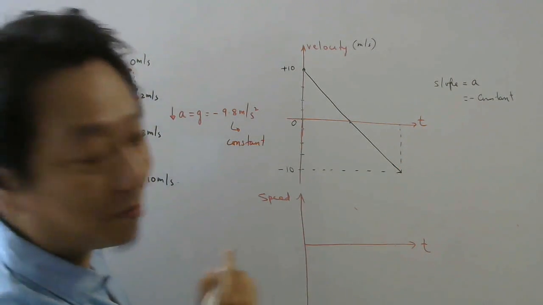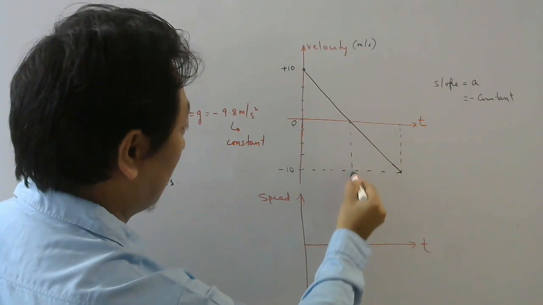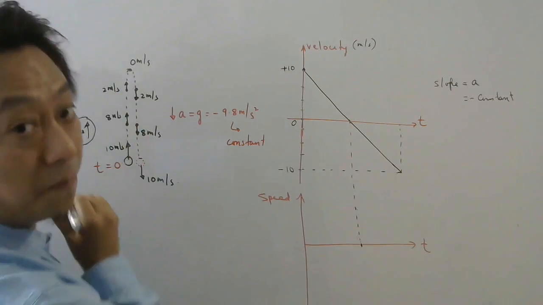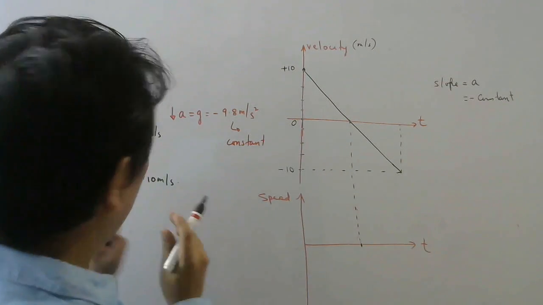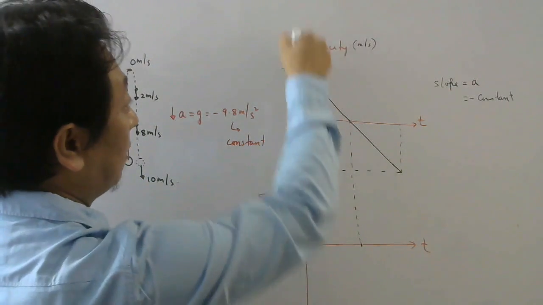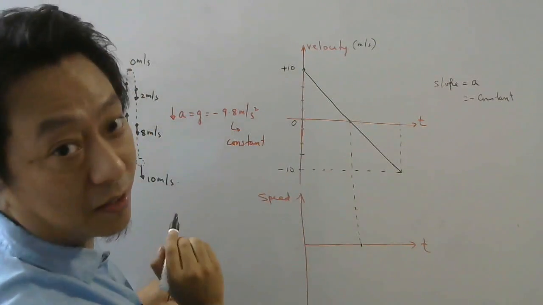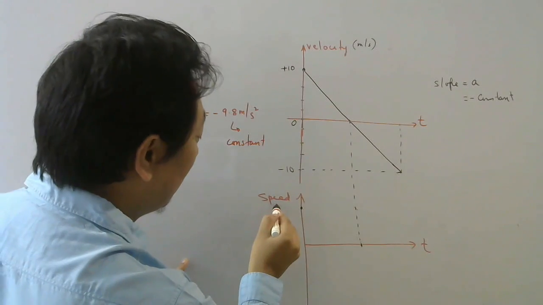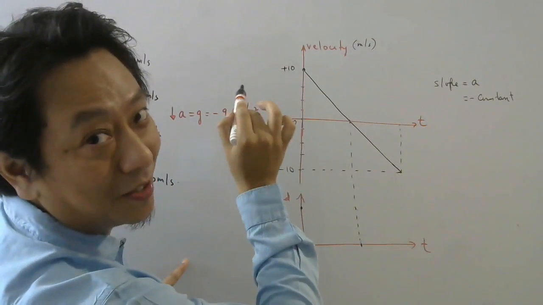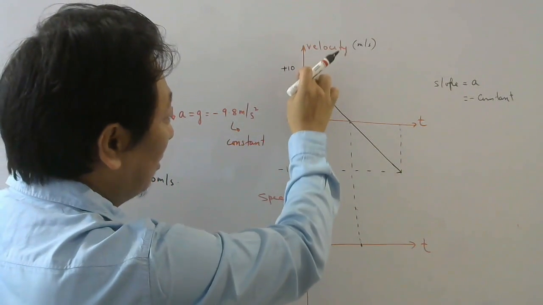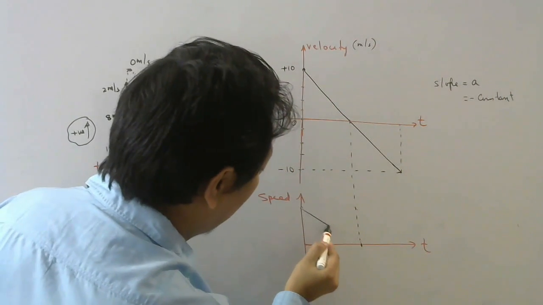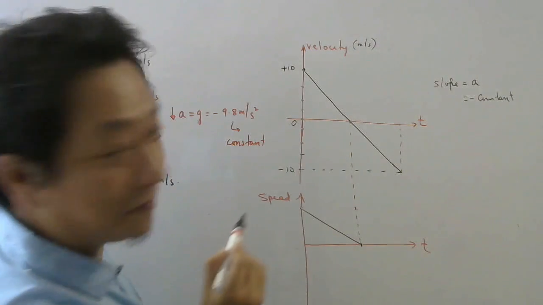What about the speed time graph? Let's see the speed time graph. Remember, this time corresponds to this moment. Now, you know that velocity, if you take magnitude, you will get speed. For this part, your velocity is positive and speed is magnitude of velocity. So if you take magnitude of all these positive numbers, same numbers you will get. So the graph will be exactly the same as here.